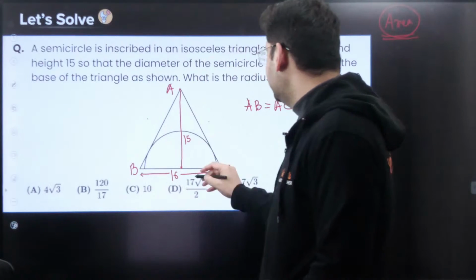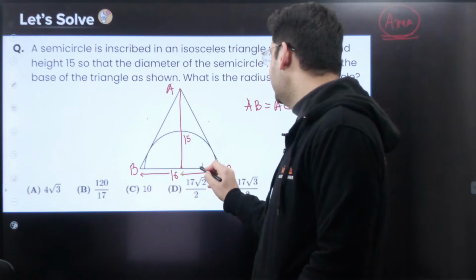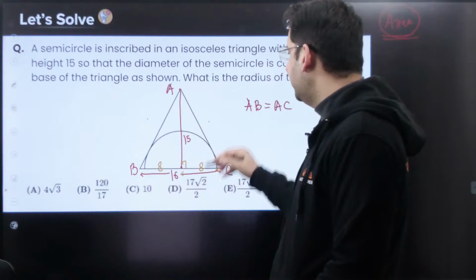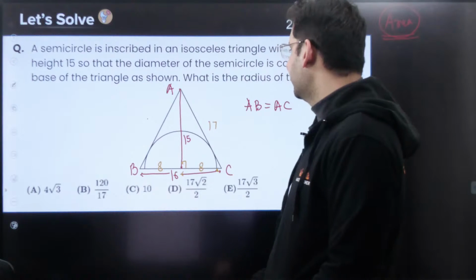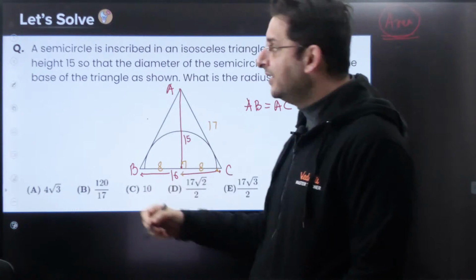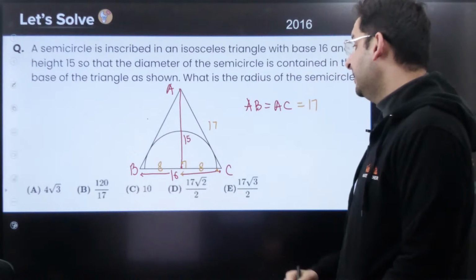Okay, this is 15 and so half the side is going to be 8. This is also going to be 8. And since it is an isosceles triangle, this is going to be perpendicular. So this will be 17. So AC and AB is 17. This is indirectly given to us. Very good. But again, how do we find the radius?